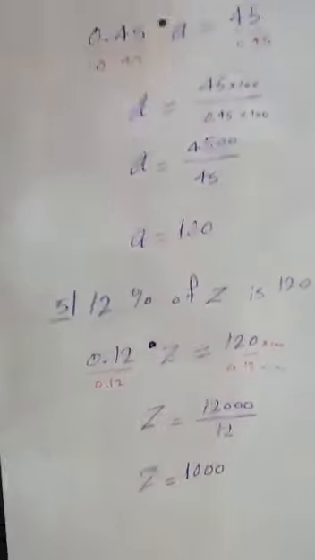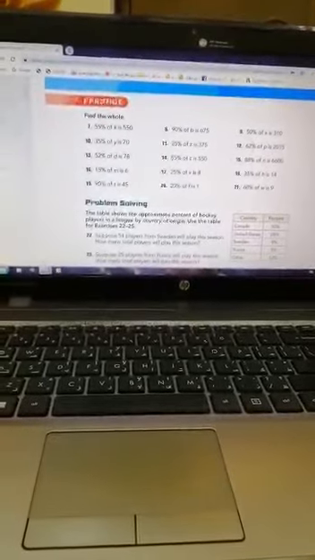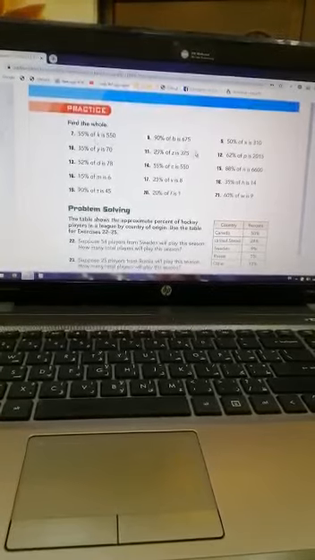Look guys, now on the other page we have find the whole. Here you have the choice to use the fraction or the decimal. You can use either way to solve. You will get the same answer. If you use the fraction or decimal, at the end you will get the same answer.